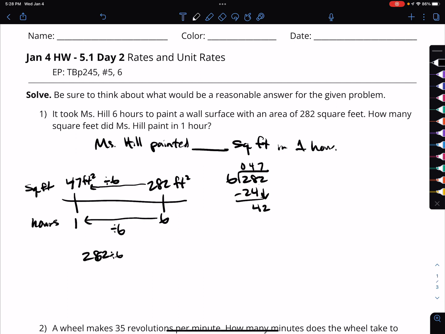And I guess if I wanted to look at this with a bar model, if that's kind of what you like, we know in 6 hours, which would look like this. Here's 6 hours. She could do 282 square feet. And if we were to look for 1 hour, we would want to know that amount there, which is the same amount as one of those. So that definitely confirms 282 divided by 6.